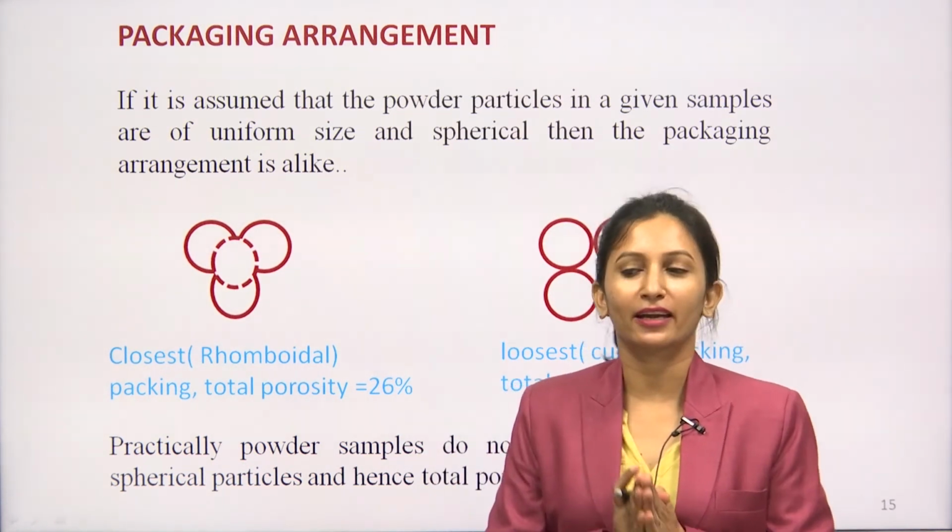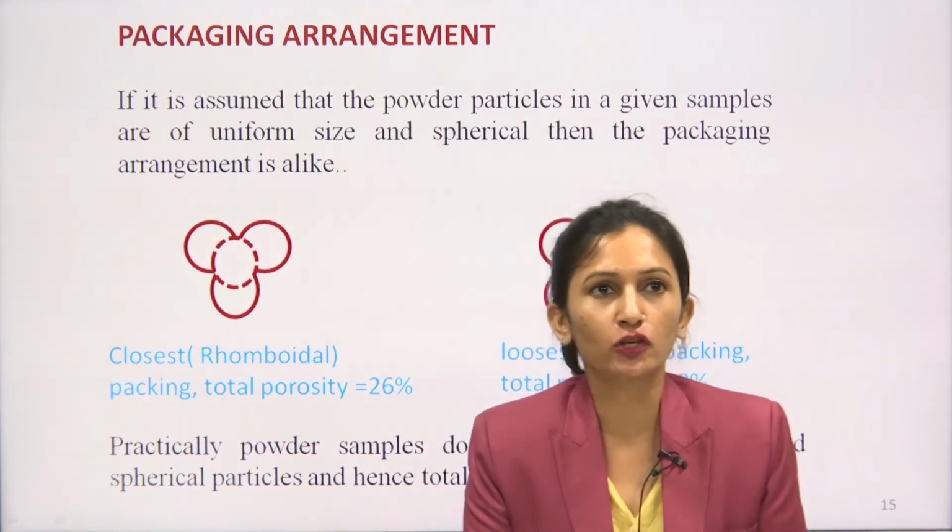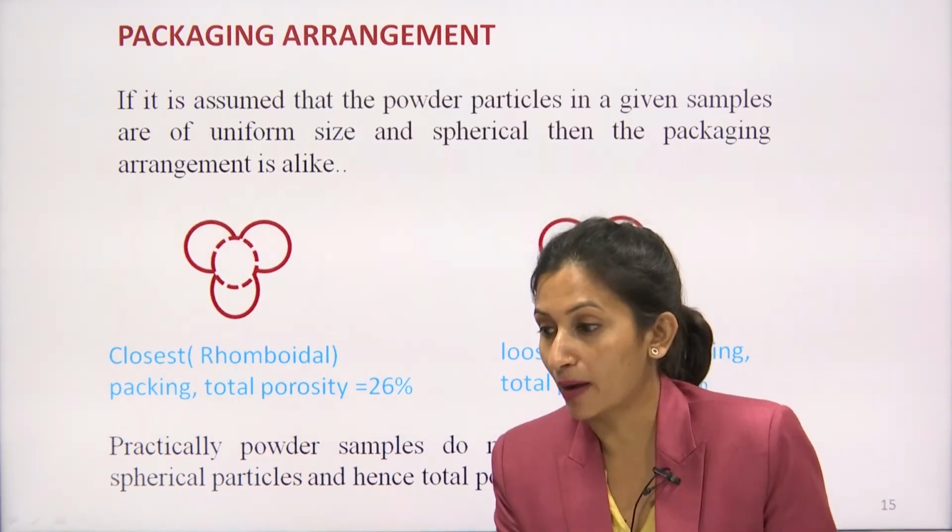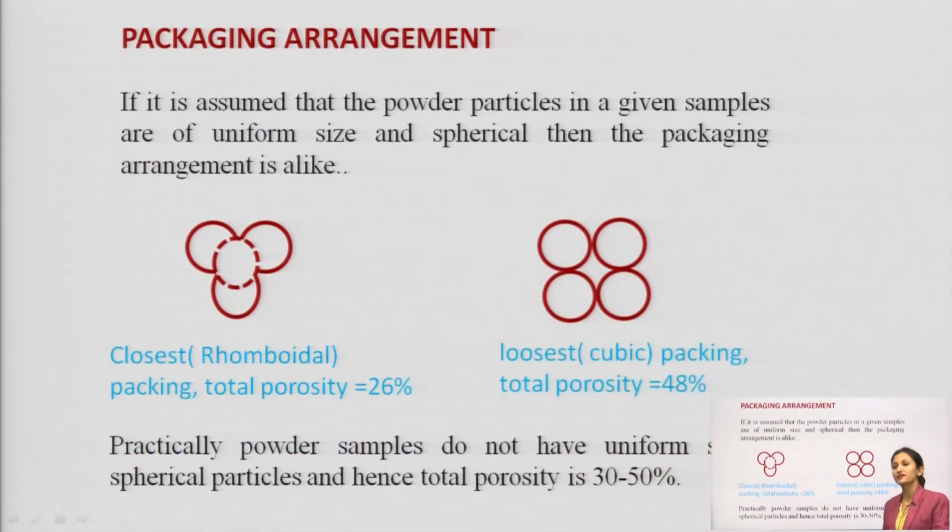Next is packaging arrangement. If it is assumed that the powder particles in a given sample are of uniform size and spherical, then the packaging arrangement is like this. When the particles are uniform in size and are spherical, but practically pharmaceutical powders are not of uniform size, and they are not symmetrical either, they are asymmetric in shape. So, suppose the particles are spherical and have a symmetrical shape, how can we pack them? We can pack them in two ways.